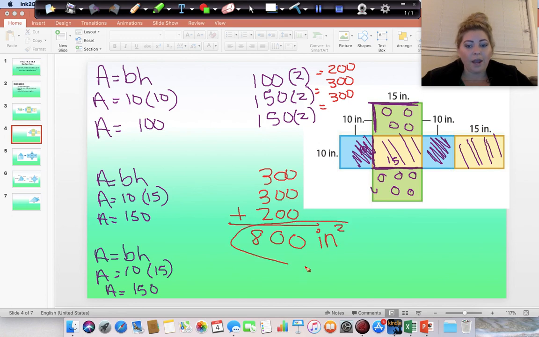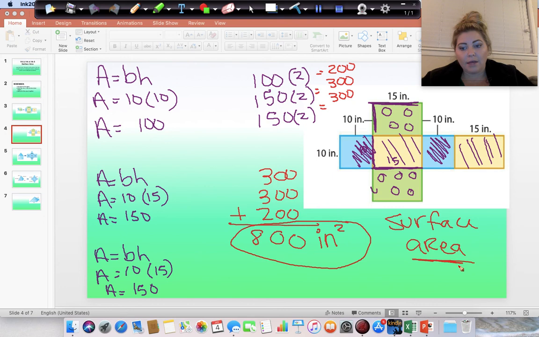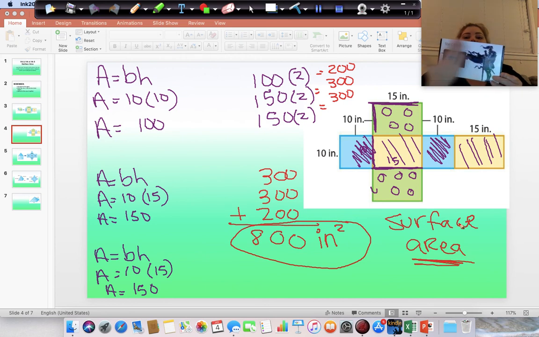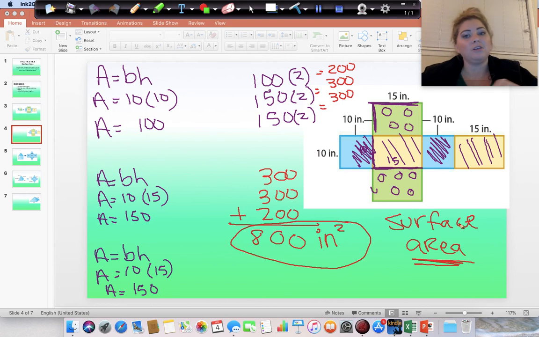Remember, it is squared because it is surface area. It's the area of this surface, okay? So if you've got a box, you want to find the area for this rectangle, the area for this rectangle, the area for this rectangle, and then you're multiplying all those by 2 because there's 2 sides to it that are all the same. Okay? So our answer is 800 inches squared.